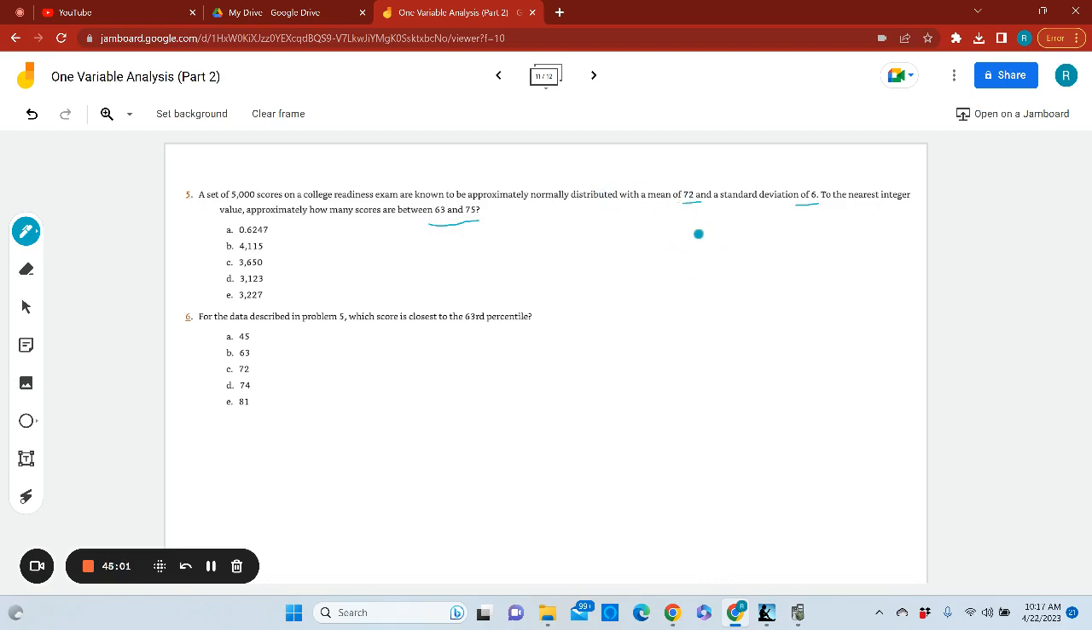All right, so here we go. Here's our distribution. This is not so bad. Sorry, that's not a very good curve, but I'm doing my best here. They're telling us this thing is centered at 72. The standard deviation is 6. And they want to know how many scores approximately are going to be between 63 and 75. So 75 would be right here, and 63 would be somewhere to the left of 72.